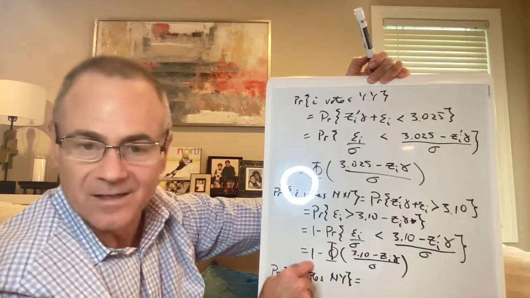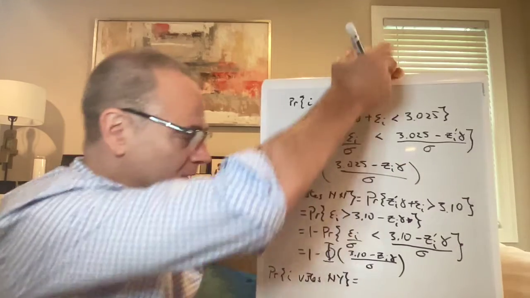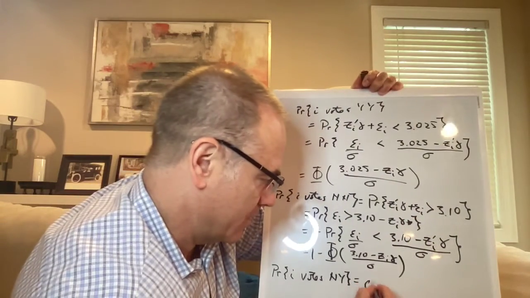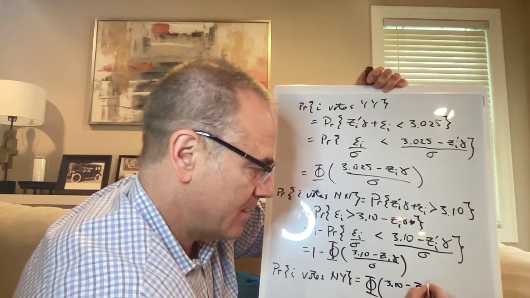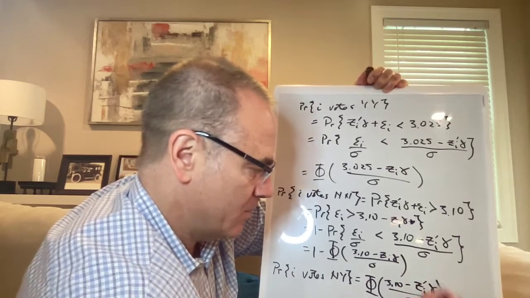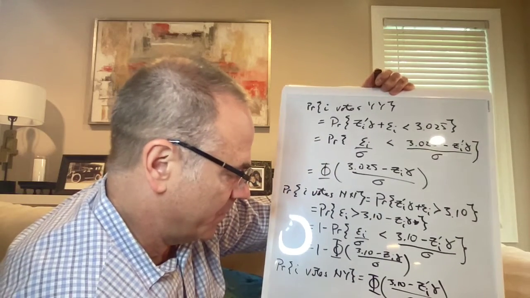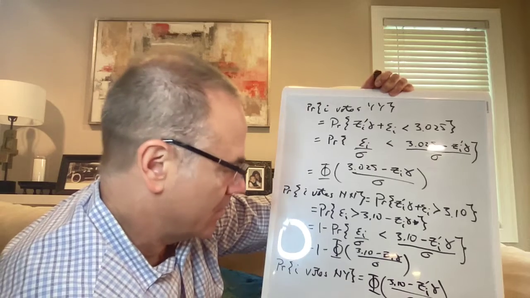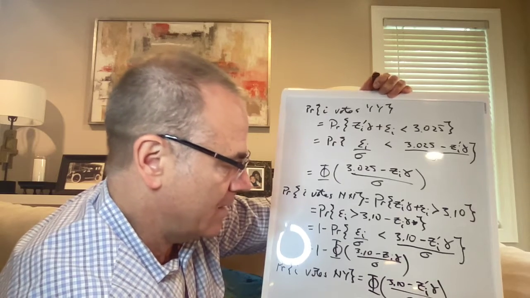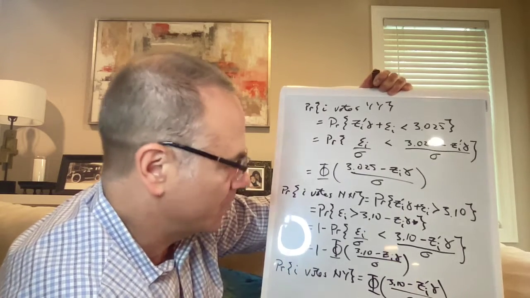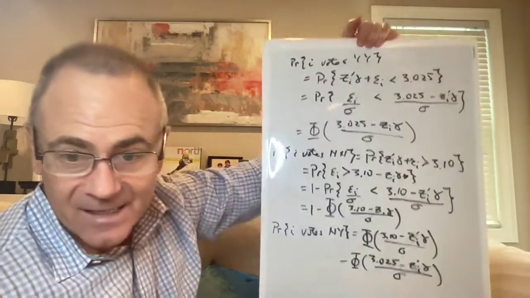So this equals 1 minus this. The 1 minus 1 is 0. Minus this term changes the negative sign to positive. So this is going to be just phi of 3.10 minus zi gamma divided by sigma, minus phi of 3.025 minus zi gamma, all divided by sigma. Okay, so that is it.